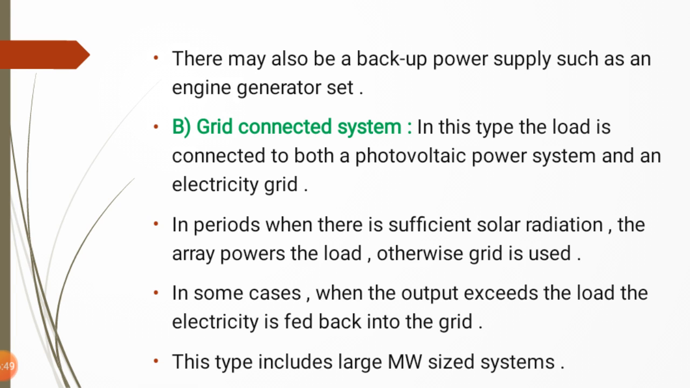This type includes large megawatt sized systems. That means the storage capacity of that system is very large, in the order of megawatt sized systems. You know that watt is the unit of power, and the capacity of this type of system is in the order of megawatt. Mega means 10 to the power 6 watt sized capacity.